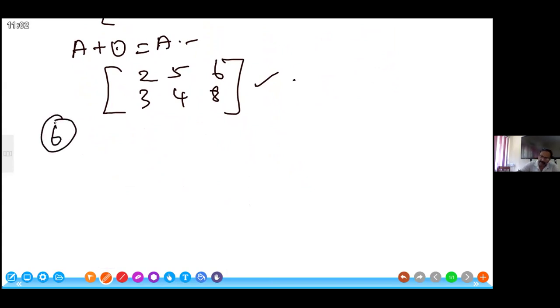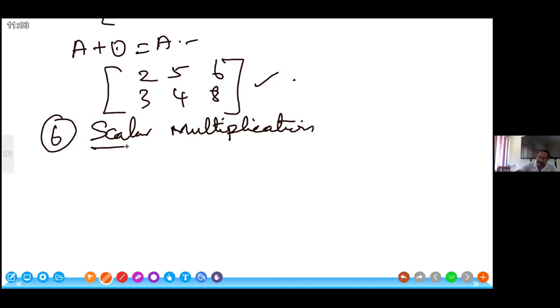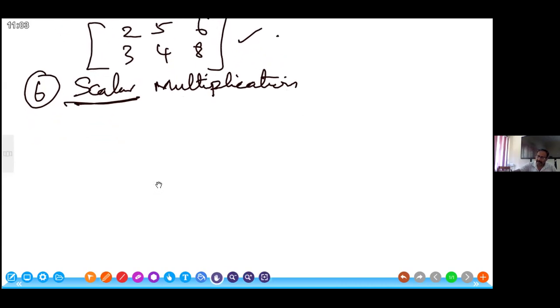The next one is called scalar multiplication. Scalar means it is a constant, and you're multiplying all the elements by a constant value. That is basically called, in simple terms, scalar multiplication.